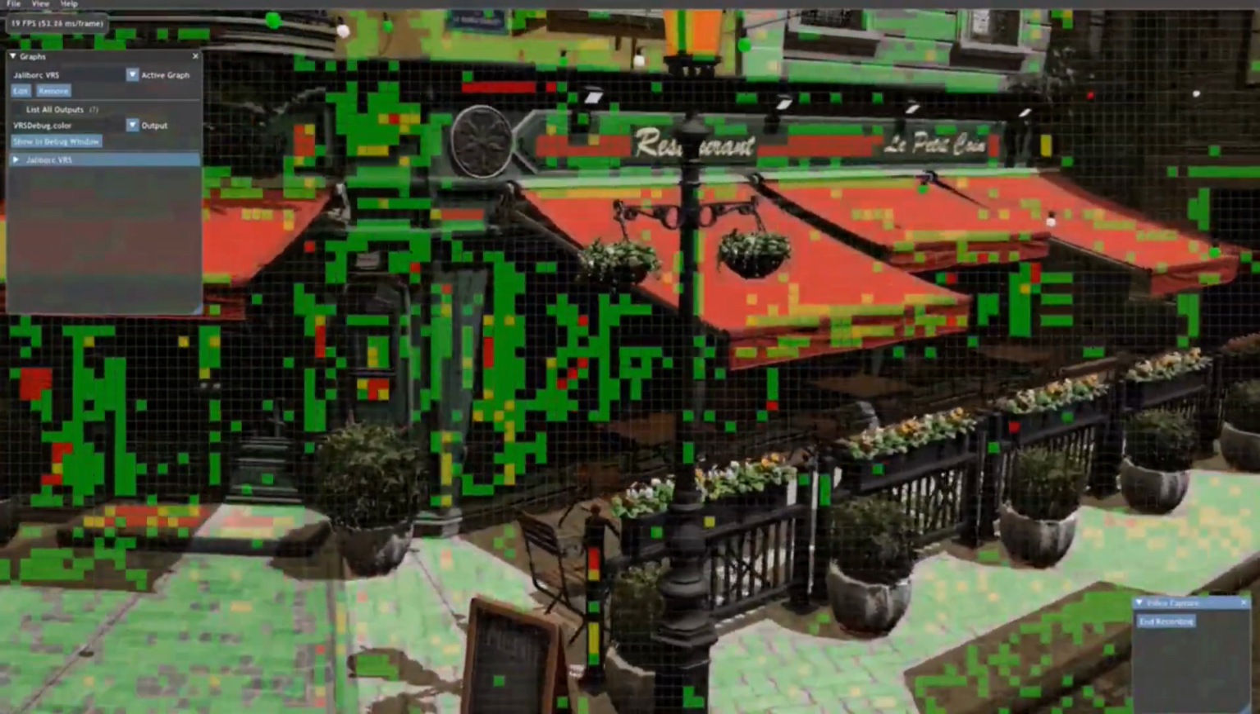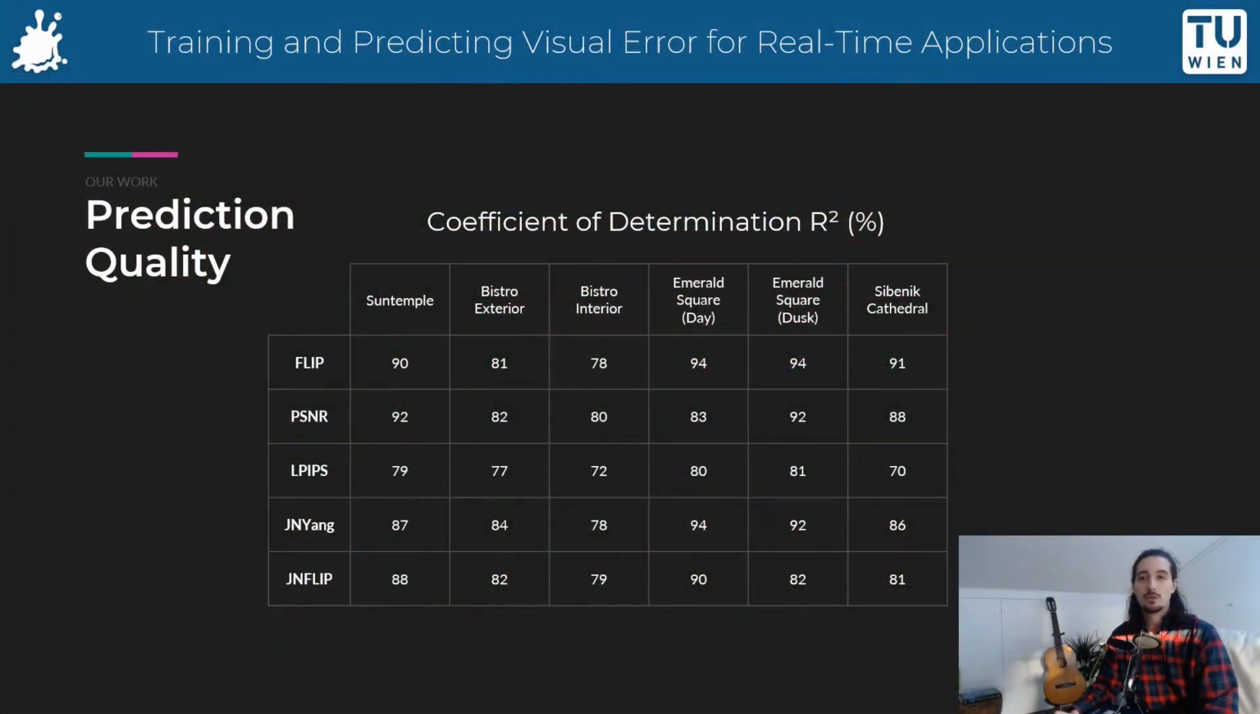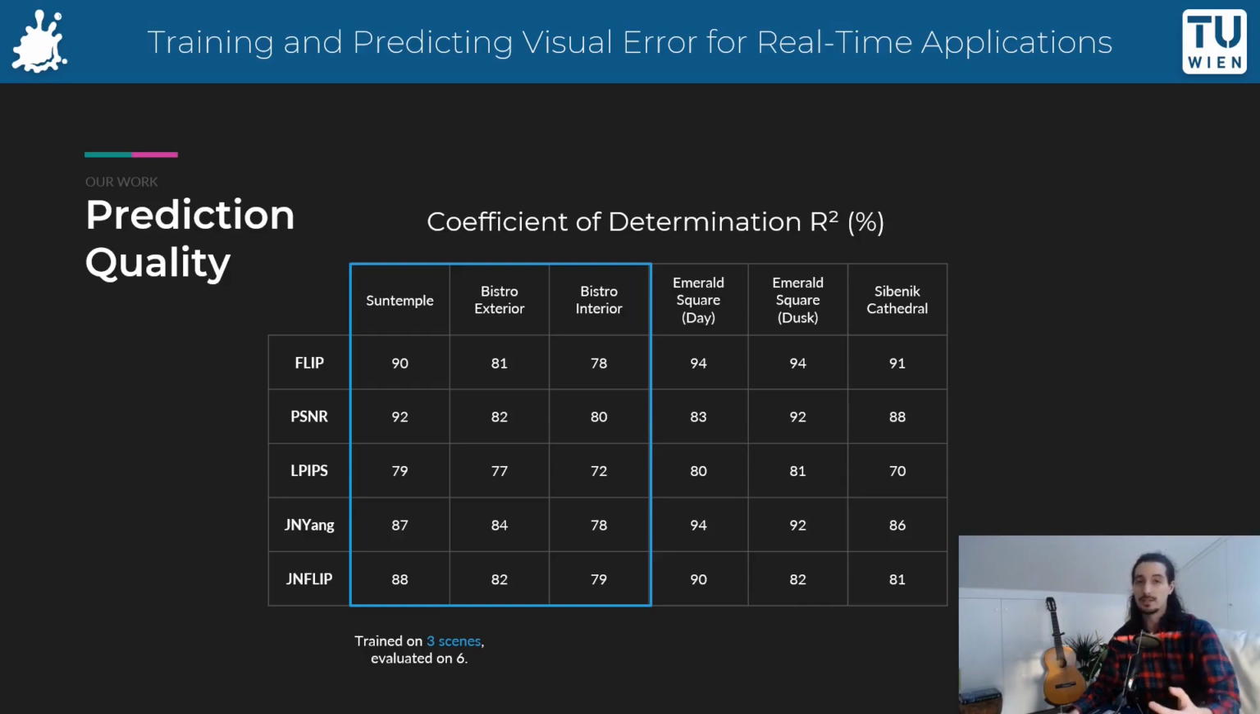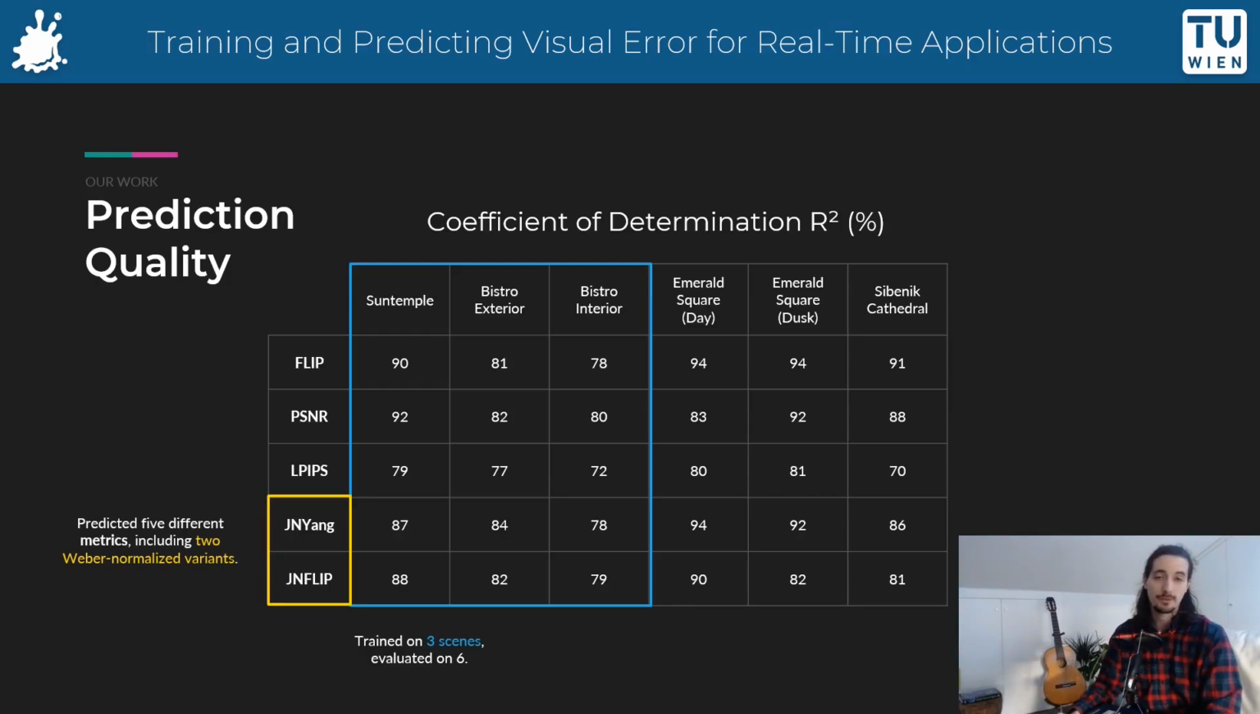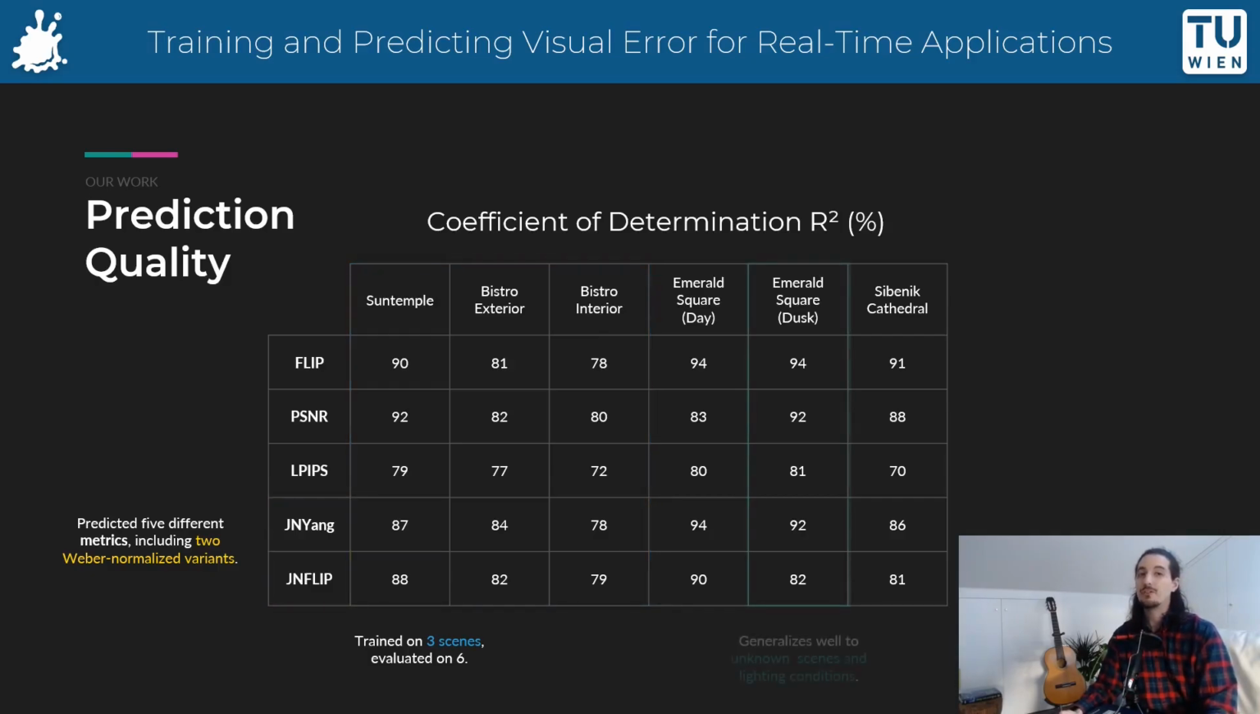Finally, let's analyze how well our network performs. To do that, we trained on viewpoints from 3 scenes and evaluated on some others. We trained on Sun Temple and the Bistro, both interior and exterior, and then we also tested on the Emerald Square, both at day and night, and on the Sibenik Cathedral. And interestingly, we also tested, of course, our Weber normalized variants, our proposed metrics that use the Weber normalization I just described. It performed very well across the board. Furthermore, it performed very, very well on the night scene, despite never seeing a night scene during training. All the training data is in daytime, but it still performed very well in the night scene, which leads us to conclude it has generalized very well.